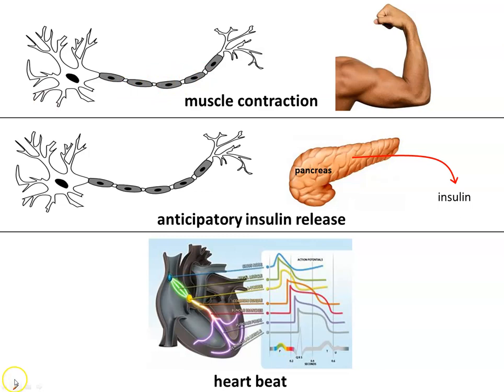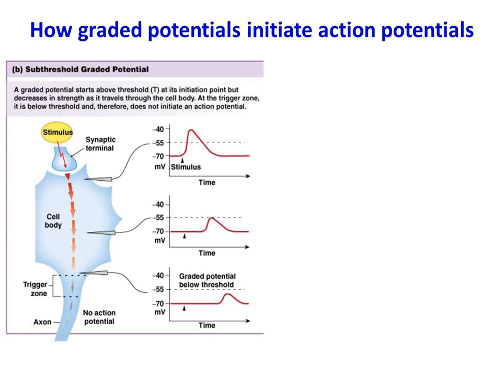Before I go into the mechanism of action potentials in the axon, I first want to make sure that we are seamless in understanding that graded potentials will initiate an action potential. So here is our first picture, and what you are seeing here is the voltmeter measuring right at the point of stimulus, a little bit farther away, like the mid cell, and then right before the axon hillock, which is also called the trigger zone.